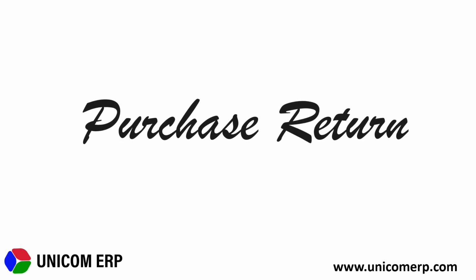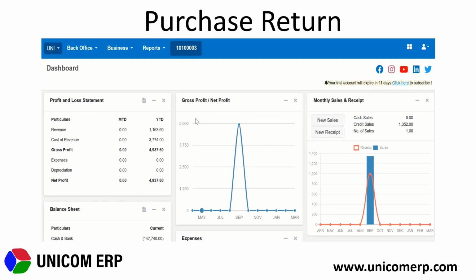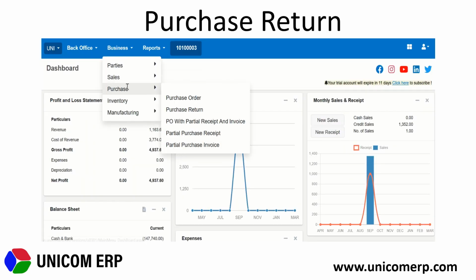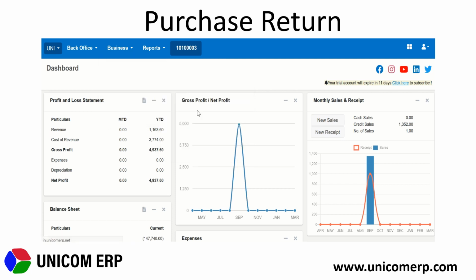A purchase return occurs when the buyer of goods sends these back to the seller. We have two options to mark the return of the goods in Unicom ERP. Either we can directly make a purchase return, or we can make a return against a purchase order. For direct purchase return, go to menu option Business, Purchase, Purchase Return.